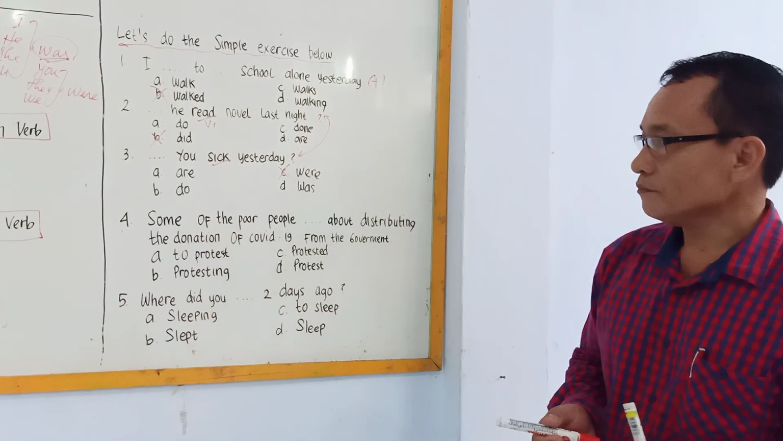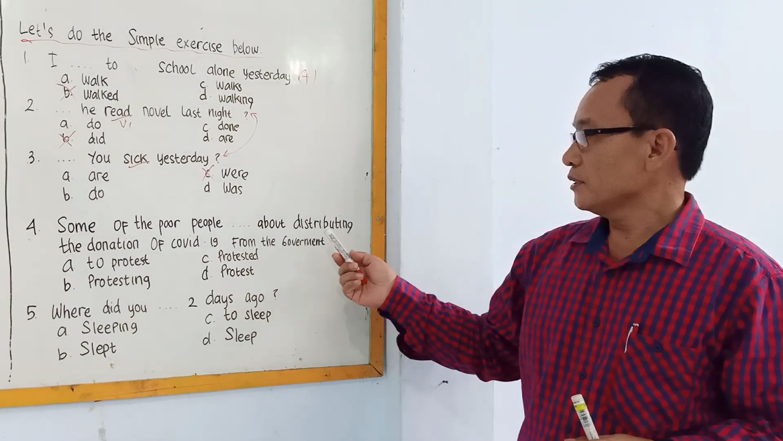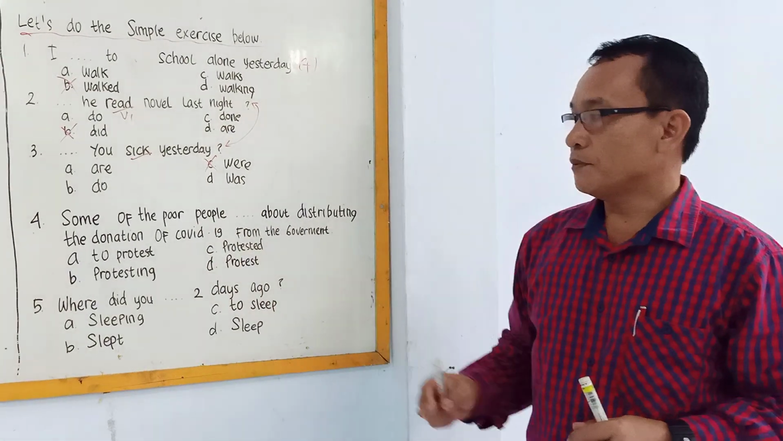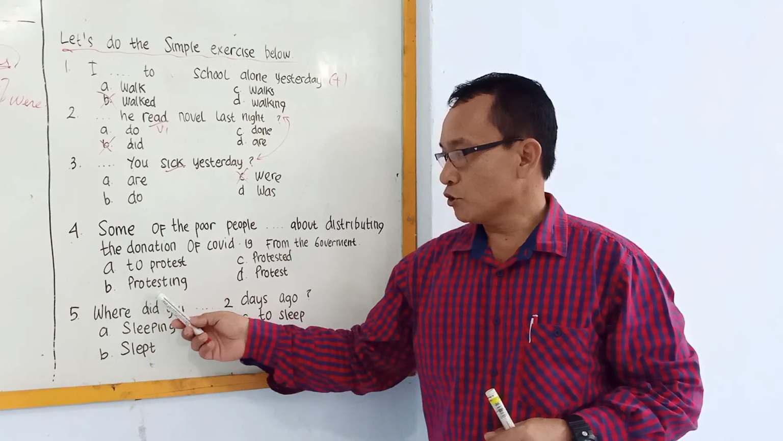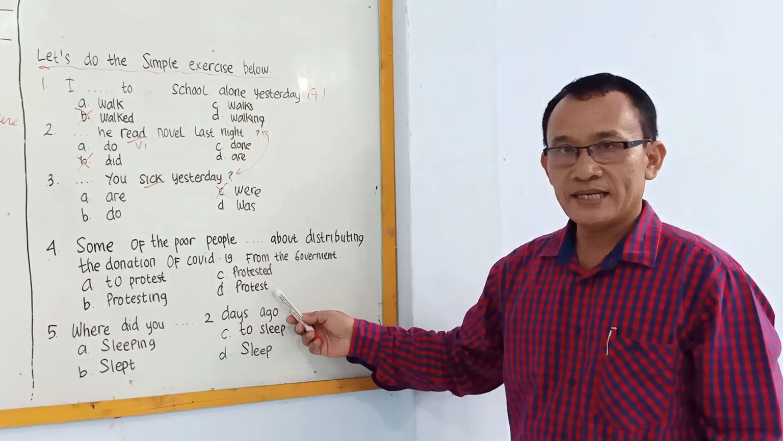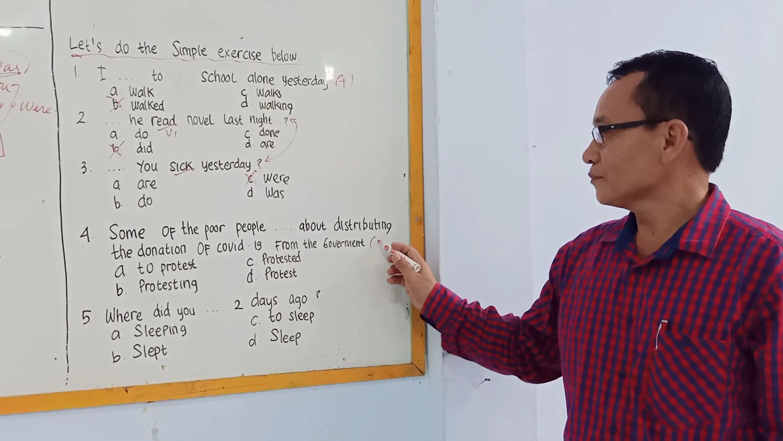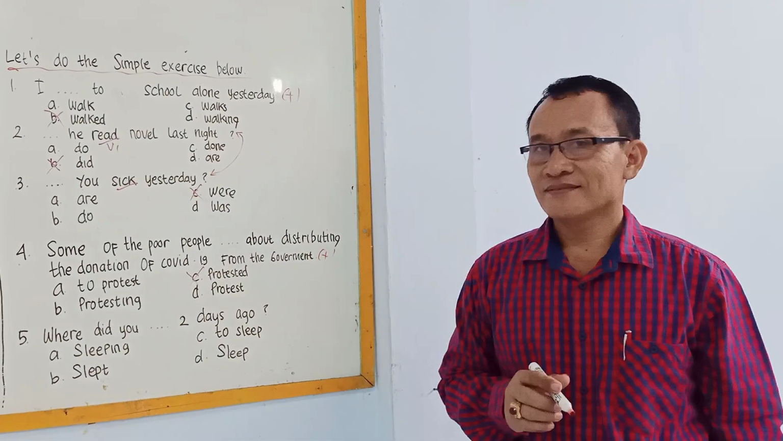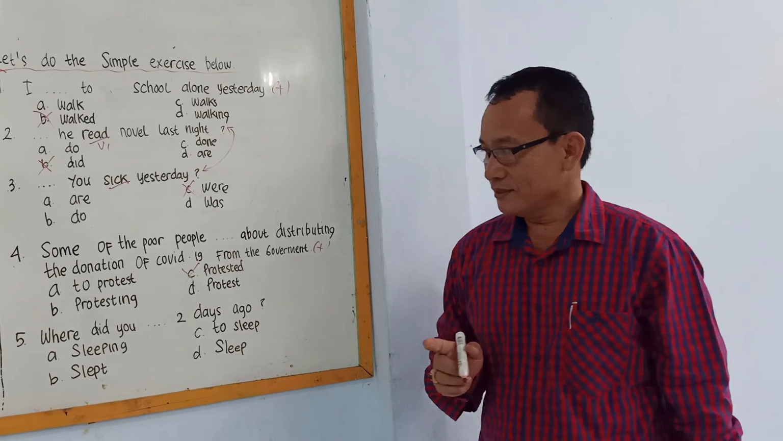Number 4. Some of the poor people blank blank blank about distributing the donation of COVID-19 from the government. A. To protest. B. Protesting. C. Protested. D. Protest. Of course, the sentence is positive, so you must choose verb 2. Protested. Thank you.